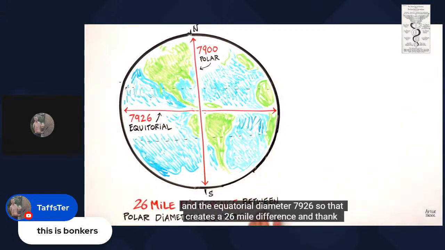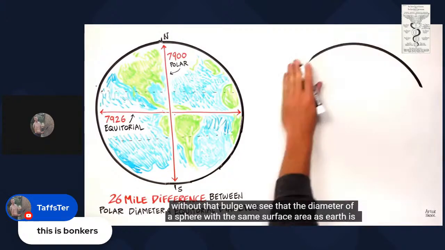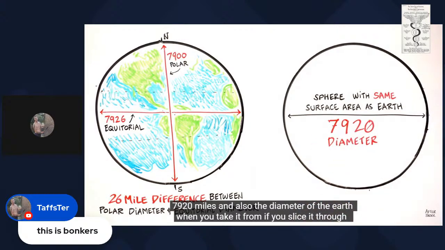So that creates a 26-mile difference. And thank you for that 26-mile difference, because life on Earth would be a very chaotic affair without that bulge. We see that the diameter of a sphere with the same surface area as Earth is 7,920 miles.